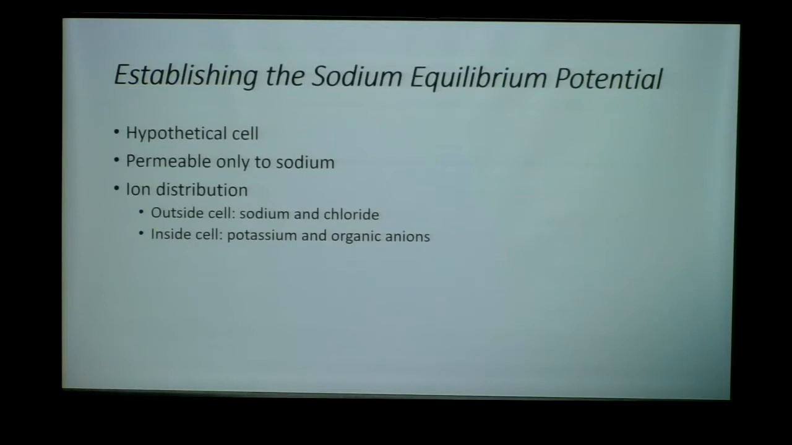Let's look at sodium here. Again, considering a hypothetical cell only permeable to sodium ions. The relative concentration of ions on either side of the cell is the same. We have chloride and potassium inside. We have sodium and chloride outside. We have potassium and other ions inside. But this cell is only permeable to sodium.